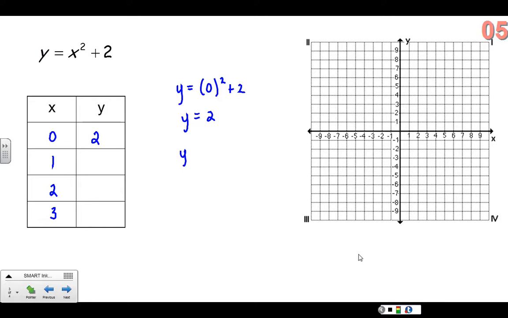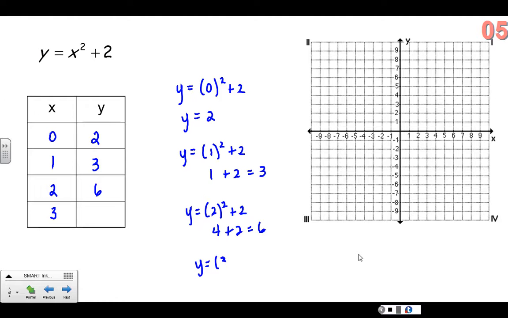Or y equals 1 squared plus 2. So that would be 1 plus 2, which is 3. Try 2. Y equals 2 squared plus 2. So that's 4 plus 2, or 6. And let's try the 3. 3 squared plus 2, so that's 9 plus 2, which is 11.